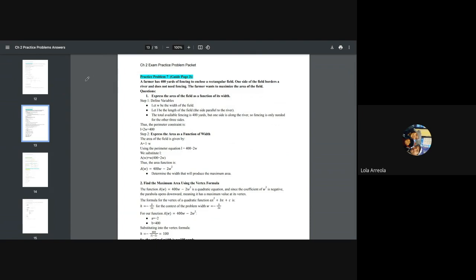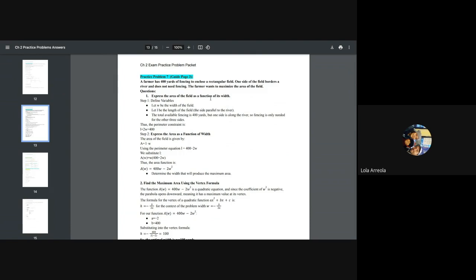And again, to wrap fencing around this field, I have 200 yards. Since I'm wrapping around an area, those 200 yards are my perimeter. I'm going to put P for perimeter. So this is what I'm given in the problem: I'm wrapping around an area with 200 yards of fencing as my perimeter, okay?